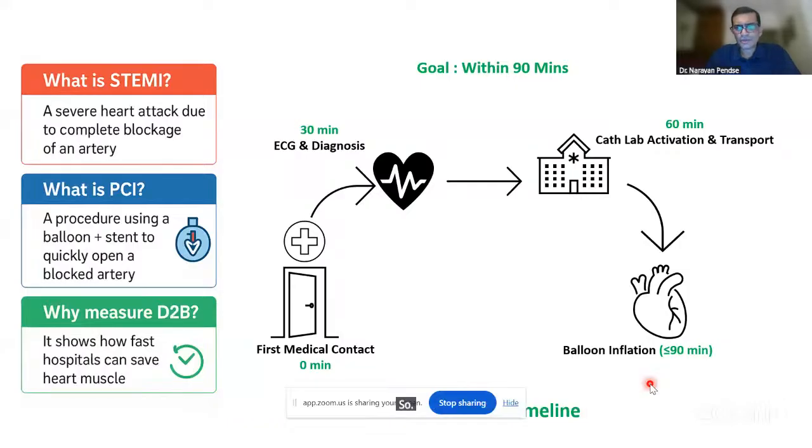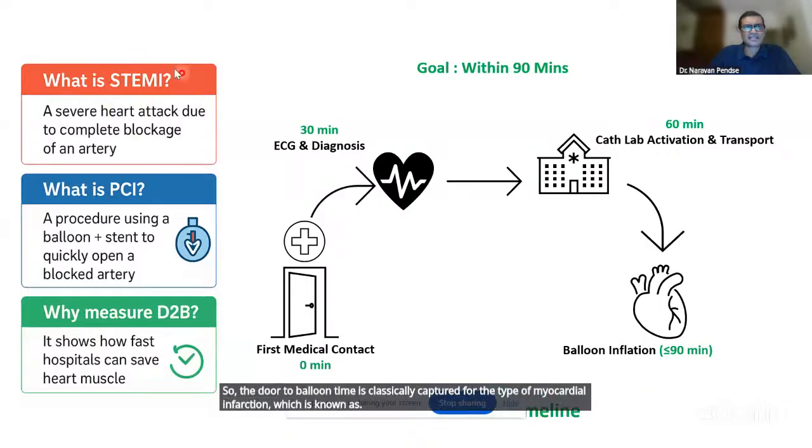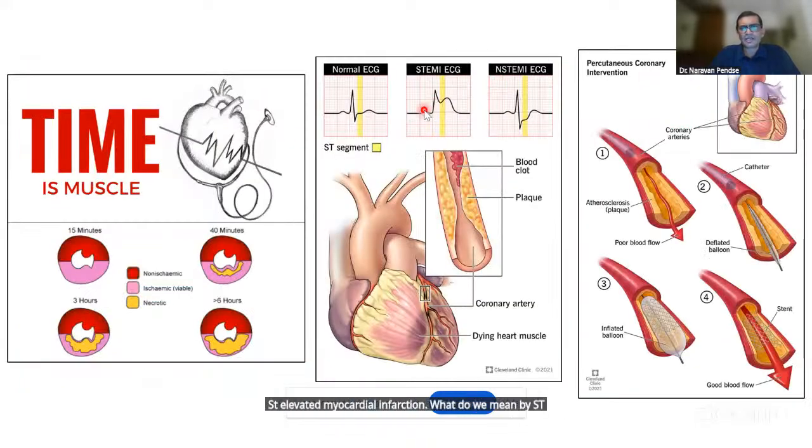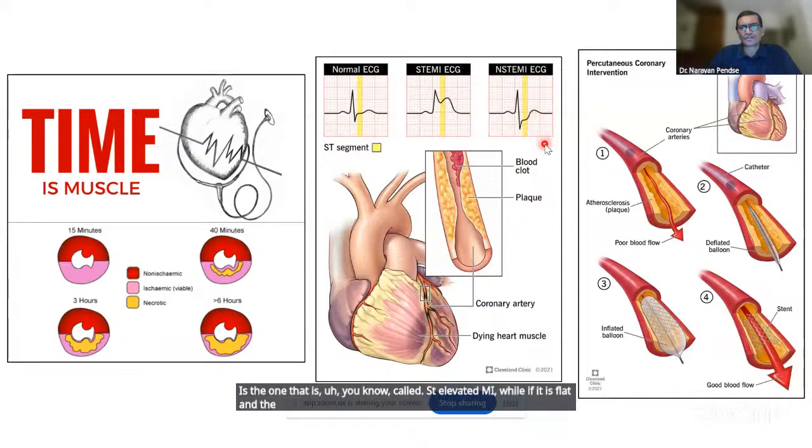The door to balloon time is classically captured for the type of myocardial infarction known as ST elevated myocardial infarction. What do we mean by ST elevation? On ECG, a particular segment called the ST segment is elevated in an ST elevated MI. While if it is flat and the patient still has symptoms, it would typically be called a non-STEMI infarct.